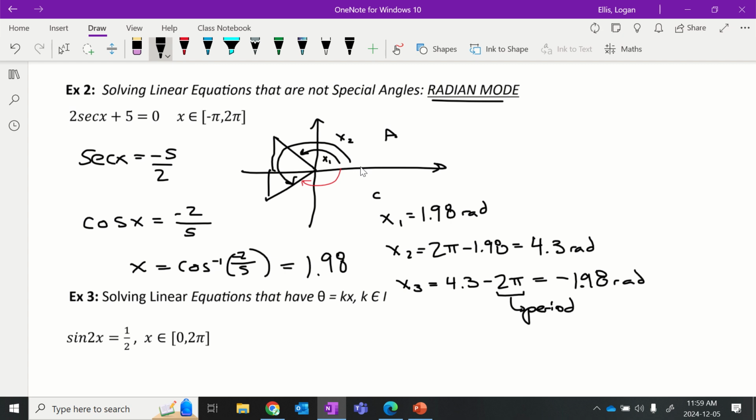If you had tried x4, which would have been 1.98 minus 2 pi, you would not be in this interval here, right? So not good. But yeah, these are your three answers here, 1, 2, and 3.